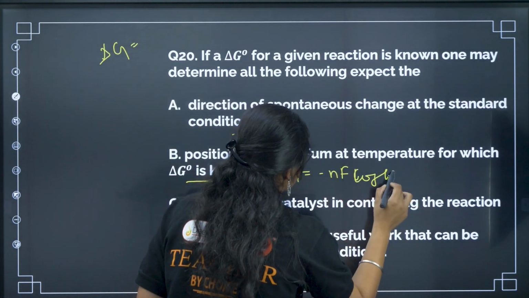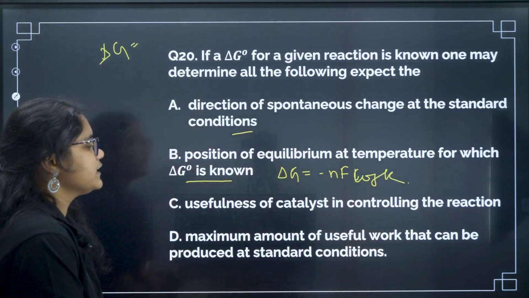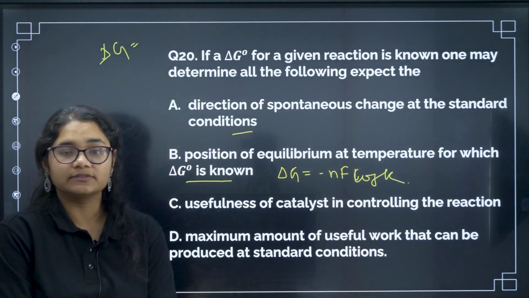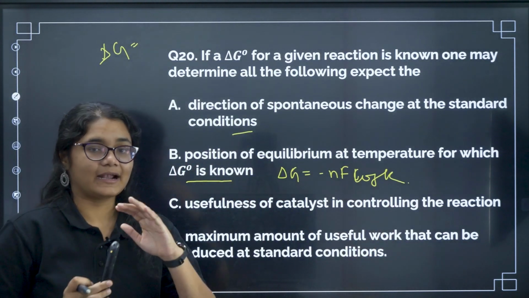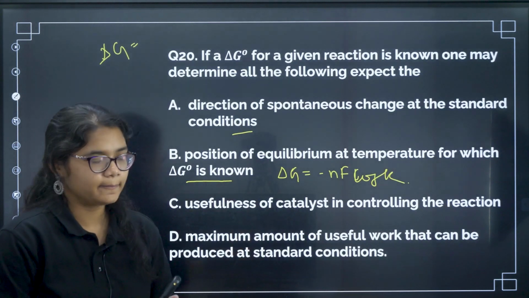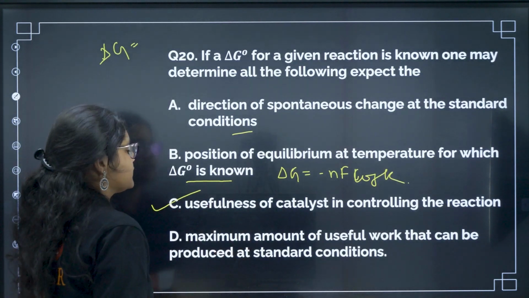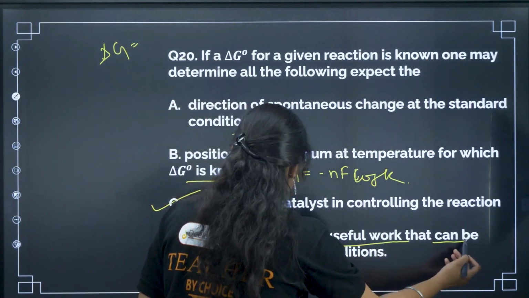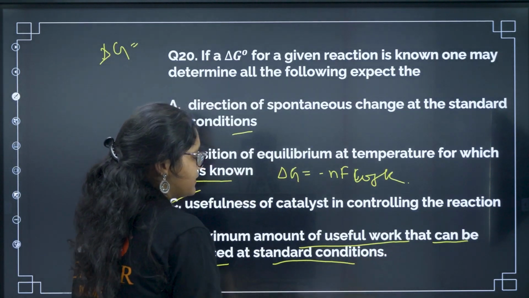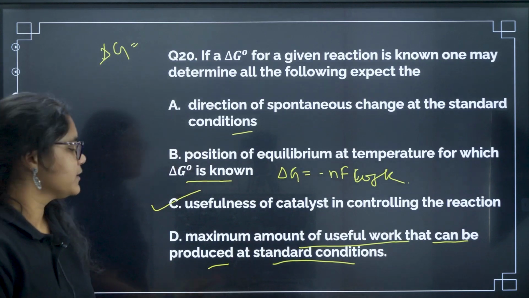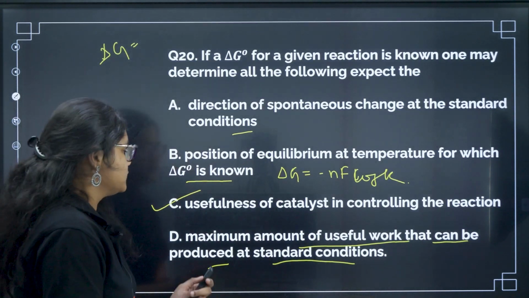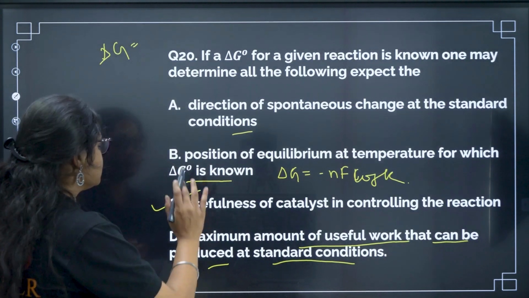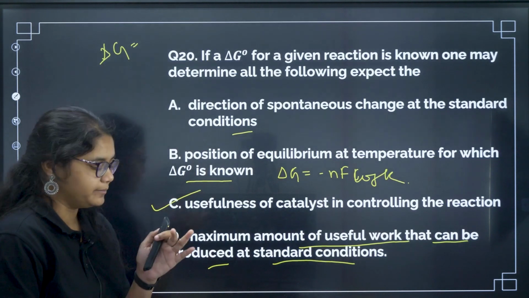We can know this. Delta G is equal to, we have this formula, minus nFlog K, right? Next, usefulness of catalyst in controlling the equation. So there is no relation between catalyst and delta G of a reaction, okay? So this one we cannot tell. So the correct answer for this question is option number C. Maximum amount of useful work that can be produced at a standard condition, that is the definition of delta G. So this one also we can calculate.